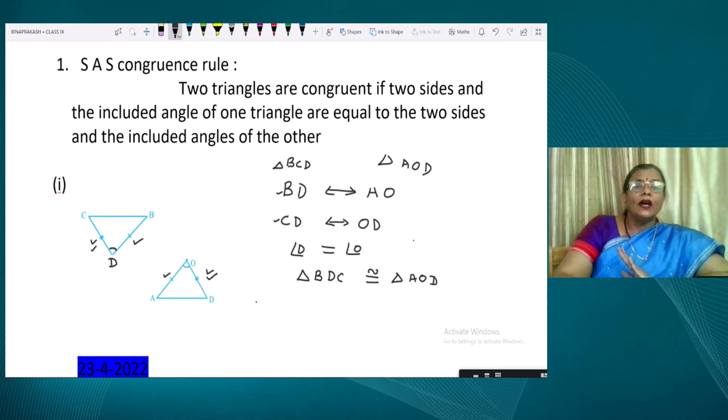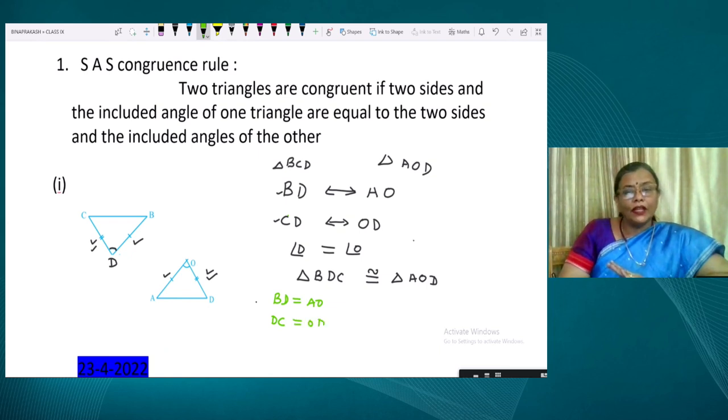The elements means all the six elements. First we start with side BD. The side BD will be equal to side AO, that is already given. Then we have the next side of the same triangle BDC. I look at the second side, that is DC, that is equal to OD, which is also given.